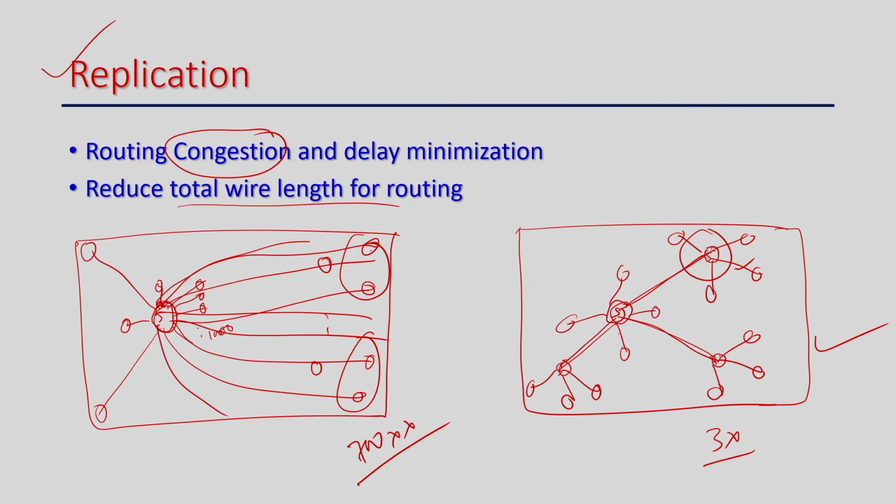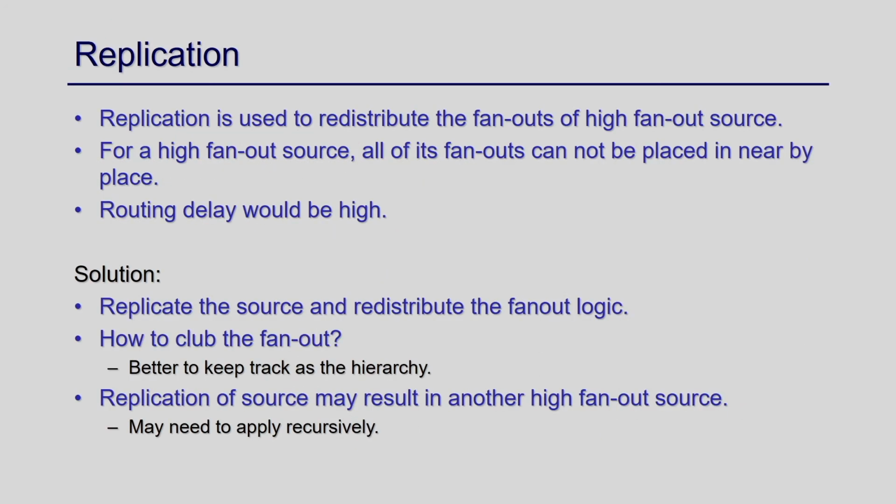So, the question here is that I understand I have to create multiple copies of this high fan out node, and I am going to create buffers for that, but how do I distribute these nodes? How do I know which nodes I am going to put under this source, which nodes under this source, and so on? Basically, we can keep track of the hierarchy, and the nodes within a hierarchy I can keep close together.